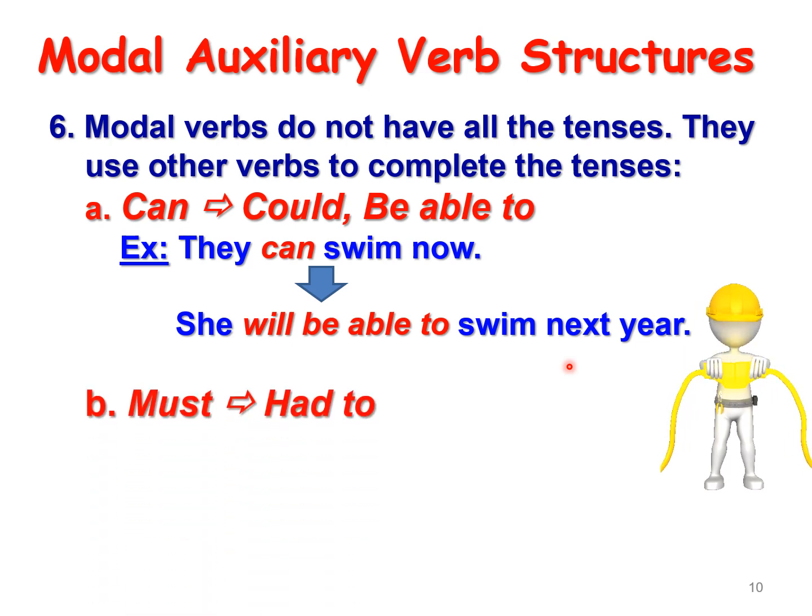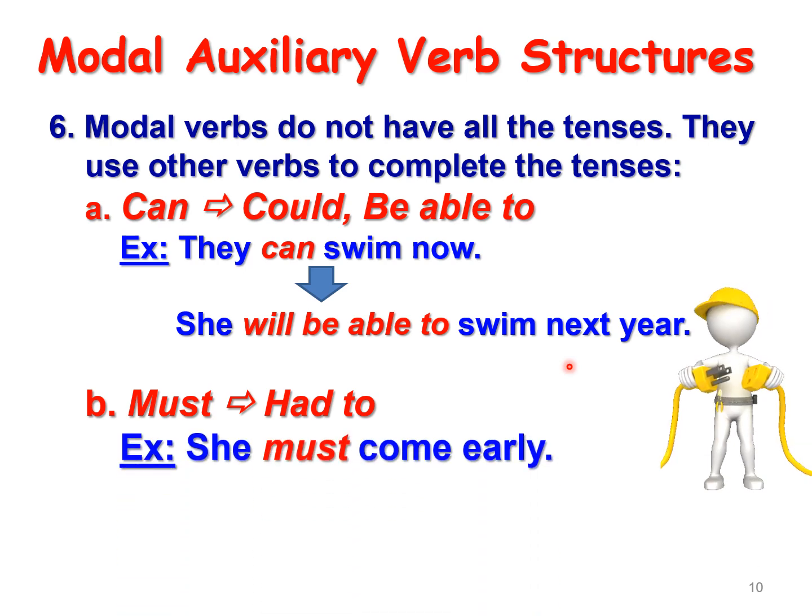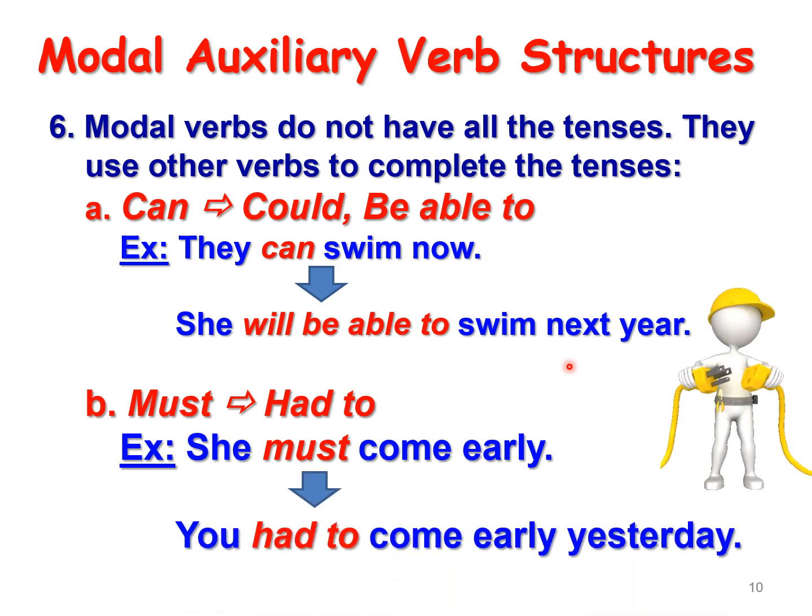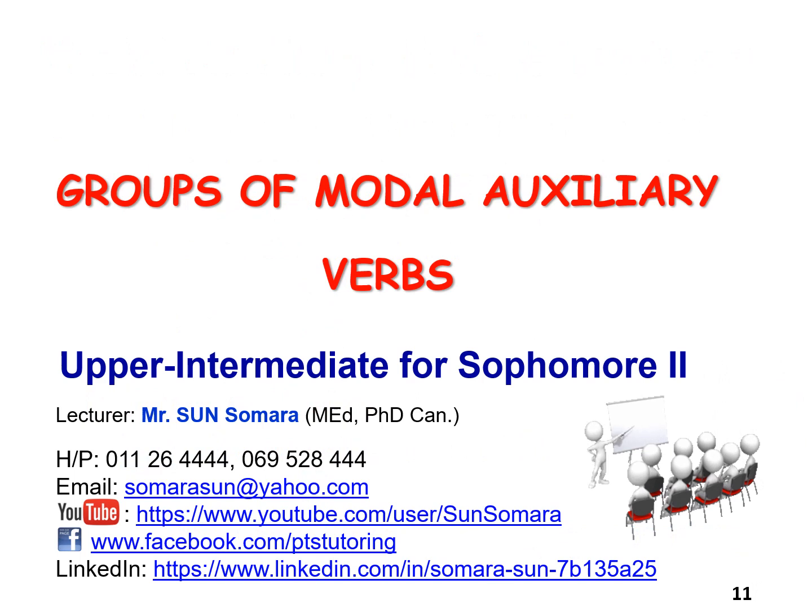Must and had to. Example, she must come early. You had to come early yesterday. When we use it in the past, we just change must to had to. We cannot use the past form of must here. So we just change it to had to, right? Had to means must in the past. So briefly about this one, and let me just move to grouping our modal auxiliary verbs.